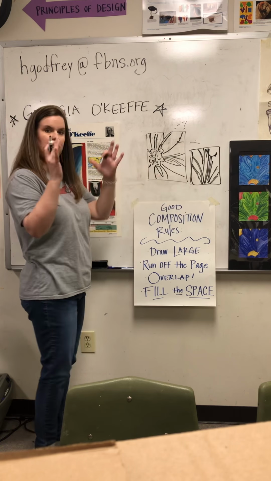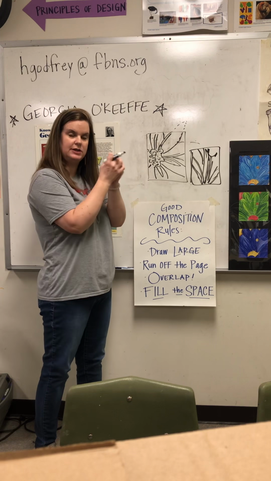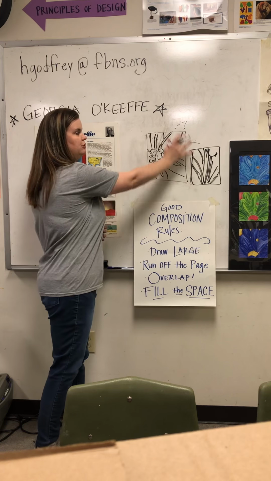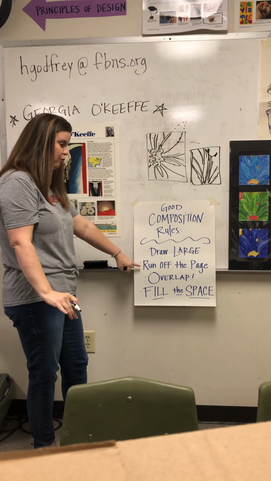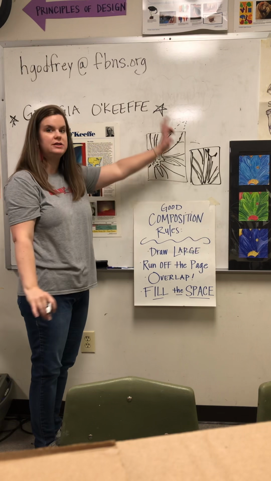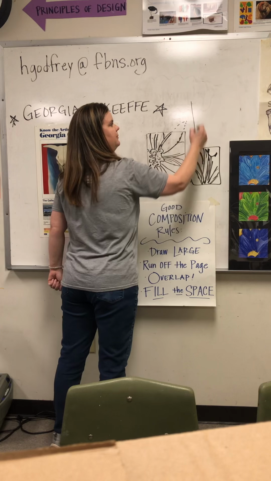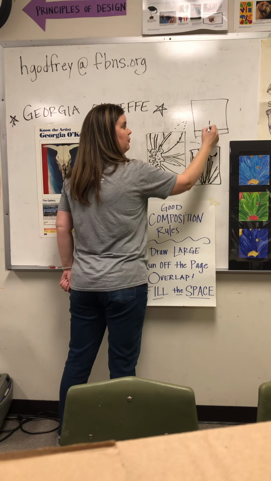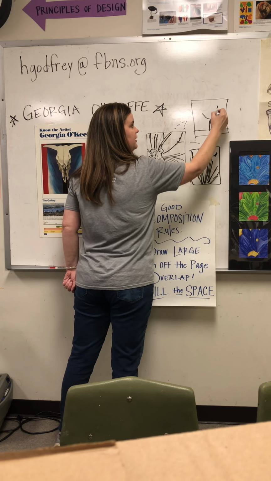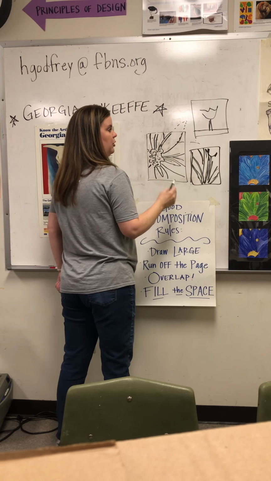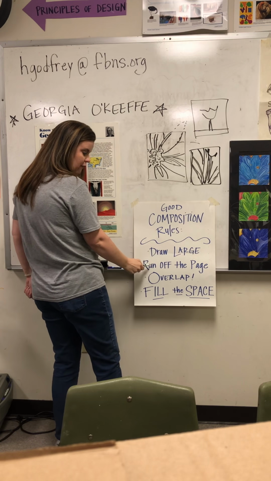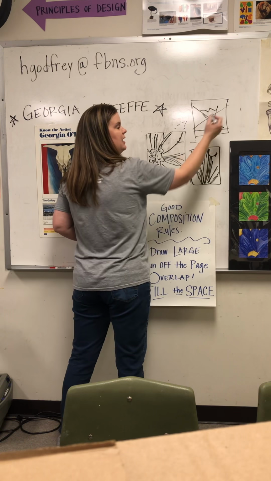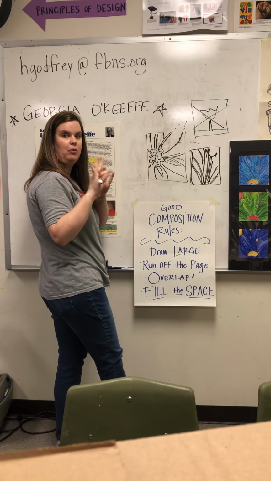Now, once on your white piece of paper you have taken something very small, like a flower or a leaf or whatever, and blown it up to where it's huge and fills the page, you've drawn large, you've run things off the page, you've overlapped, and you have filled the space. I do not want to see someone do a drawing where they have a ground with something coming just up out of the center of whatever you're going to be drawing. You have to draw large, run off the page, overlap, fill the space. Okay, this is not what we're wanting. We don't want to see hardly any background, very minimal background.